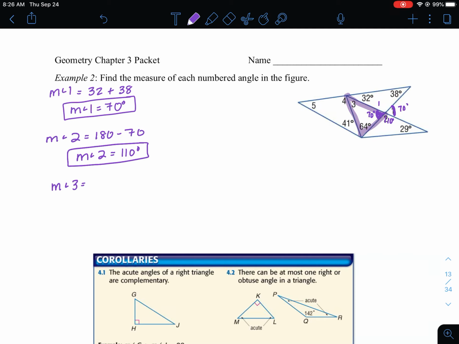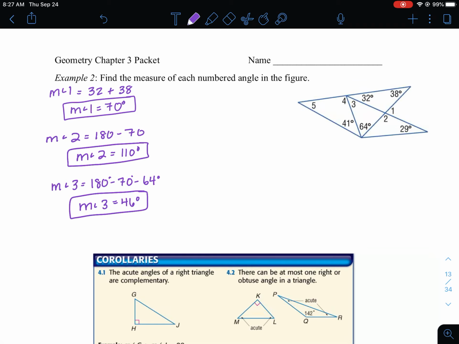And now I know 2 of the 3 angles of a triangle. So I could say the measure of angle 3 is equal to 180 minus 70 minus 64. And we get that the measure of angle 3 is equal to 46 degrees. All right, we are moving right along. So for the next one, we can find 4 or we could find 5. There's enough information to find both now.